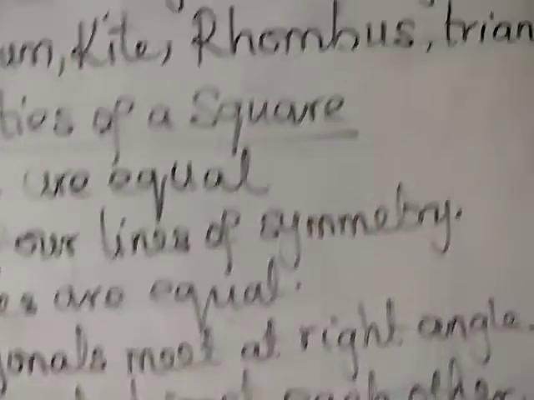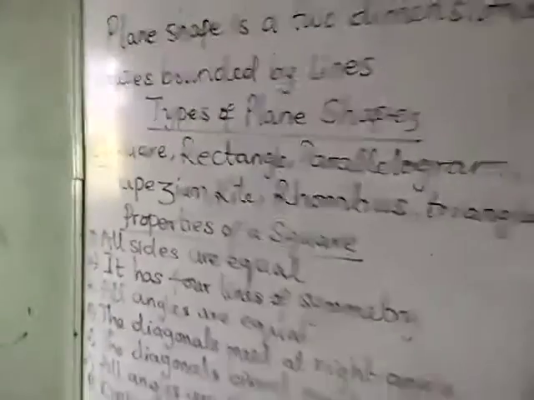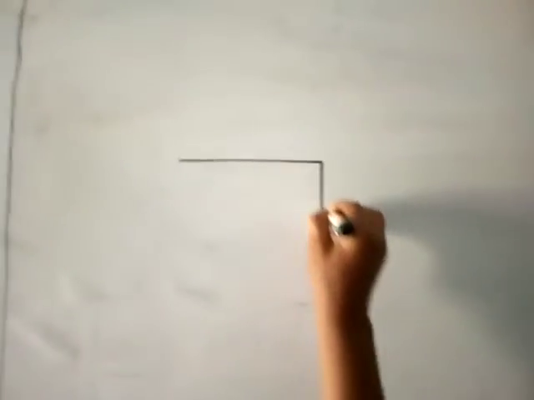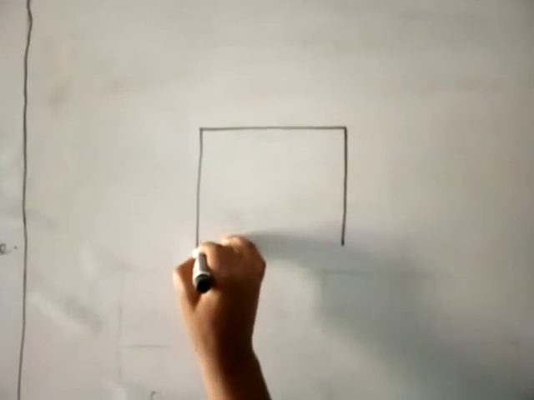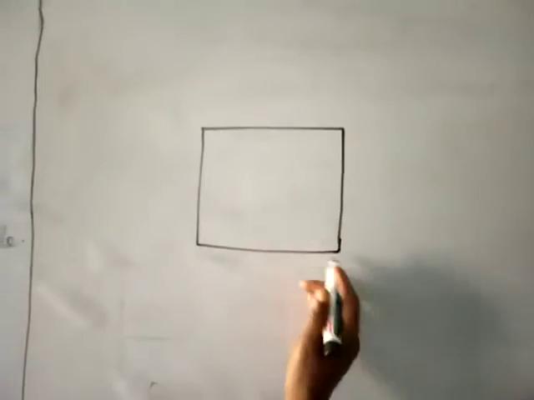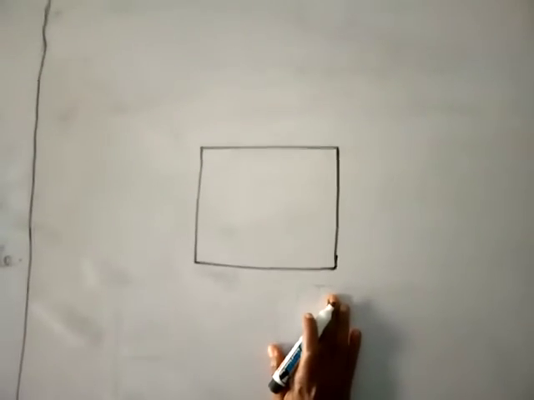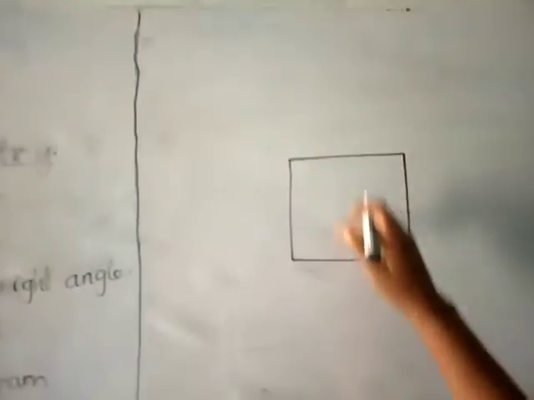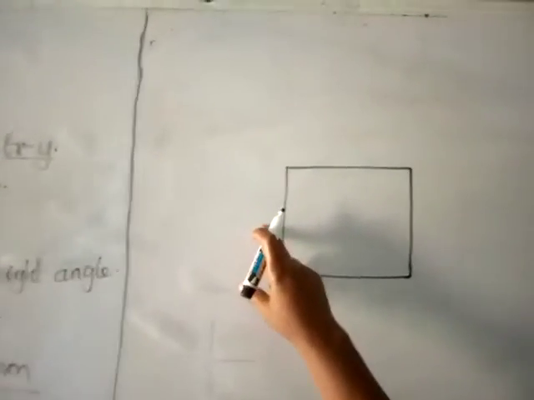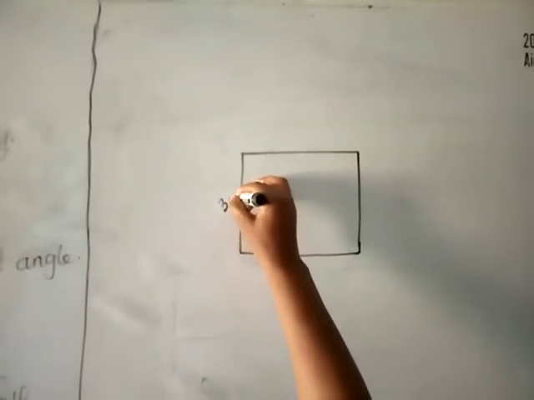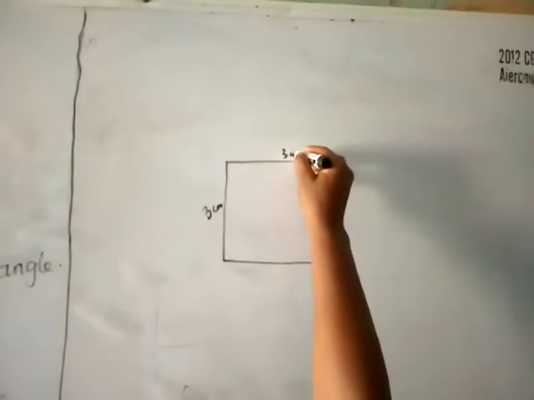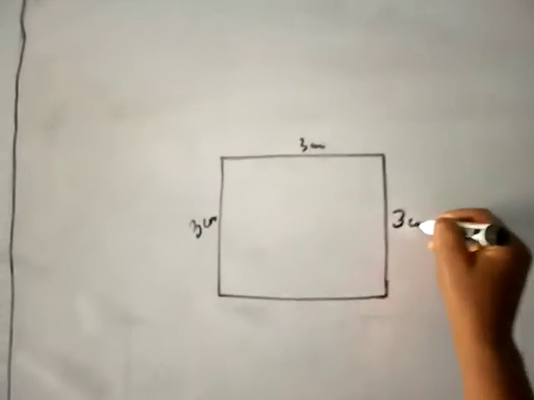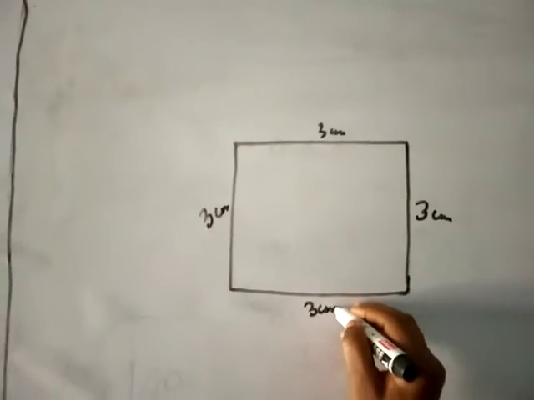Now, let's come to the shape of a square. Let me give you an example of what a square looks like. A square is like this. When we say some of the properties, all sides are equal. That is to say, this and this and this and this are equal. If this is 3 centimeters, likewise this will be 3 centimeters, 3 centimeters and 3 centimeters.